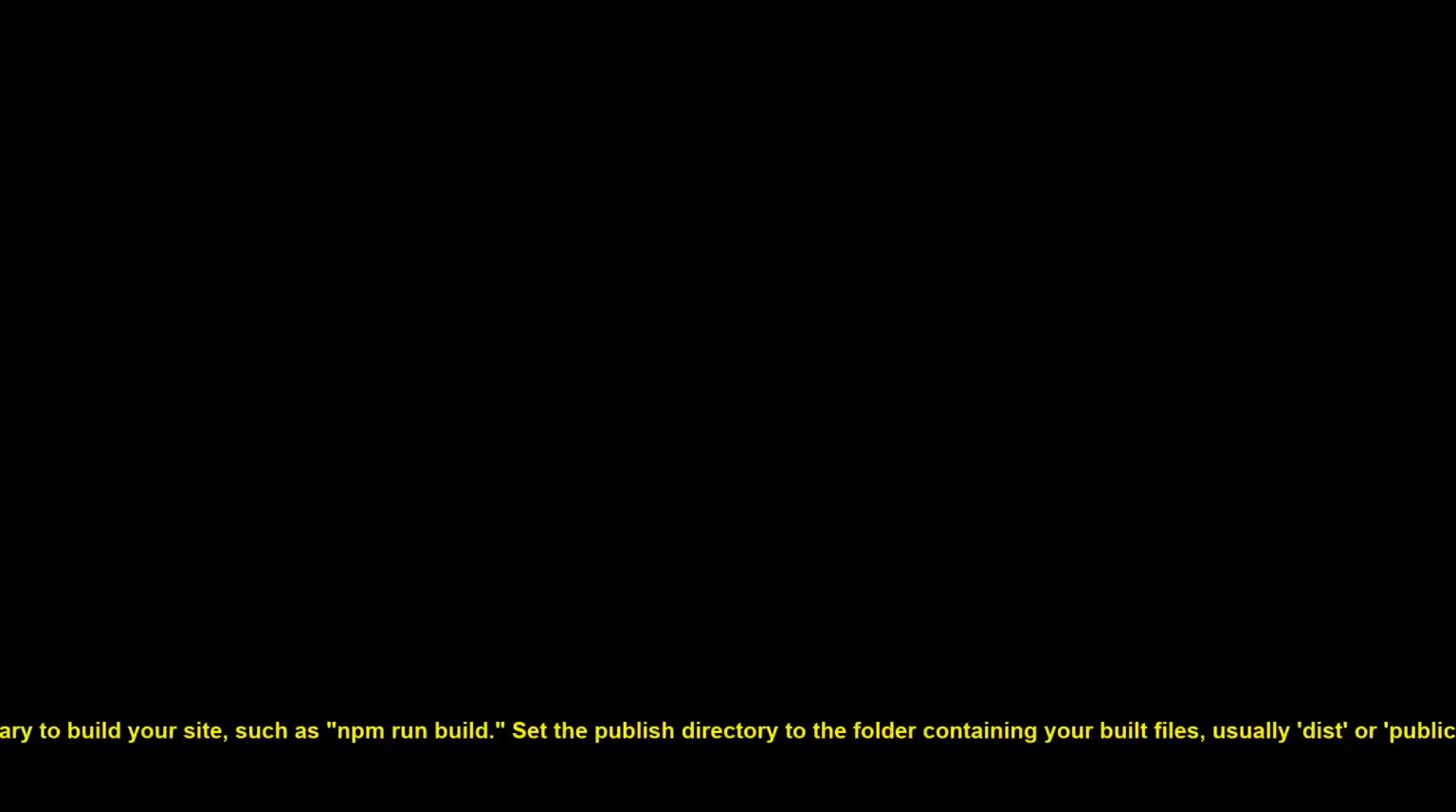Configure the build settings for your project, ensuring the correct branch is selected. In the build command field, enter the command necessary to build your site, such as npm run build. Set the publish directory to the correct folder. After your site has been deployed, go to the site settings for further configurations.